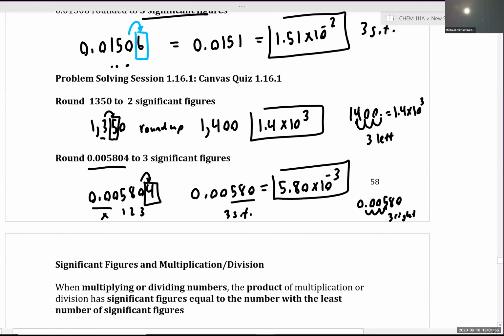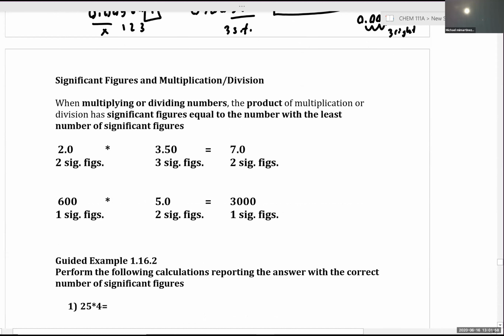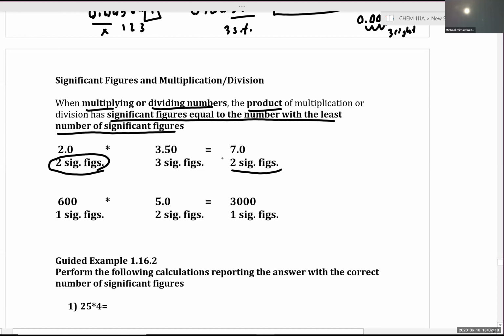Okay, let's keep going then. So significant figures and multiplication and division. When multiplying or dividing numbers, the product has significant figures equal to the number with the least number of significant figures. So for example, if I multiply 2.0 and 3.5, 2 sig figs is my smallest number of sig figs, so my answer will have 2 sig figs. Likewise, if I multiply 600, and notice 600 as written here has 1 sig fig, by 5.0, our answer will have 1 sig fig.